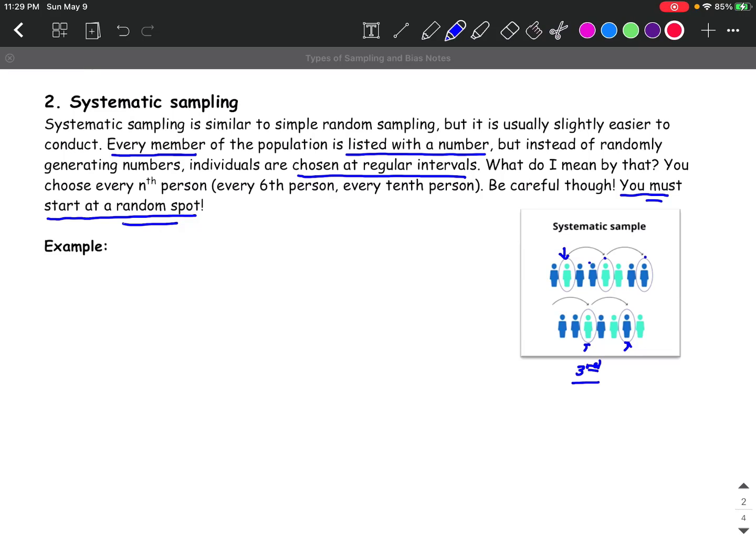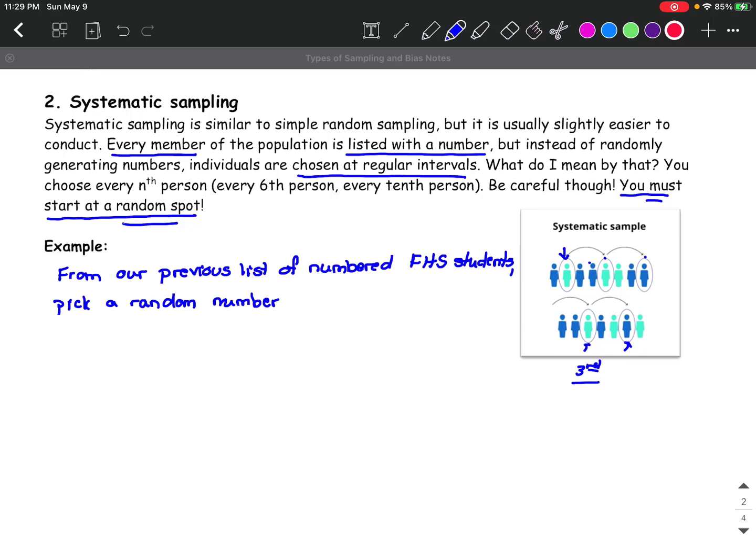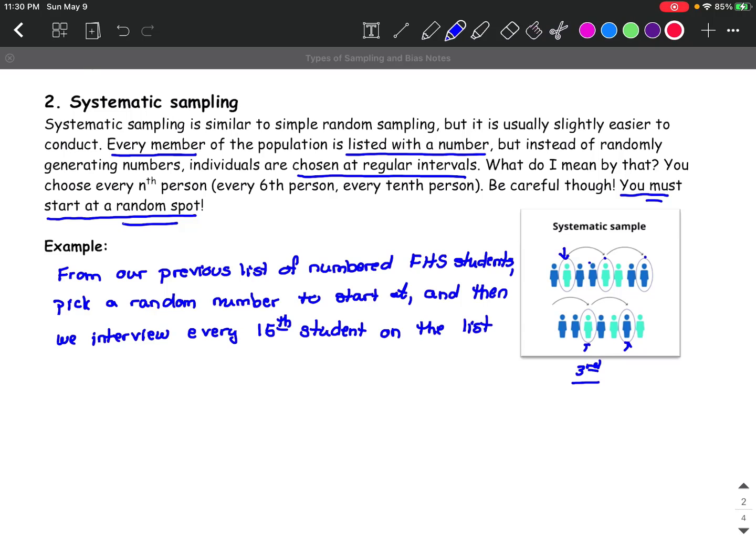So let's go back to our ice cream example. So in our ice cream example, let's see, we'll write this down. From our previous list of numbered Farmingdale High School students, we pick a random number to start at, and then we interview, say, every 15th student on the list after that.